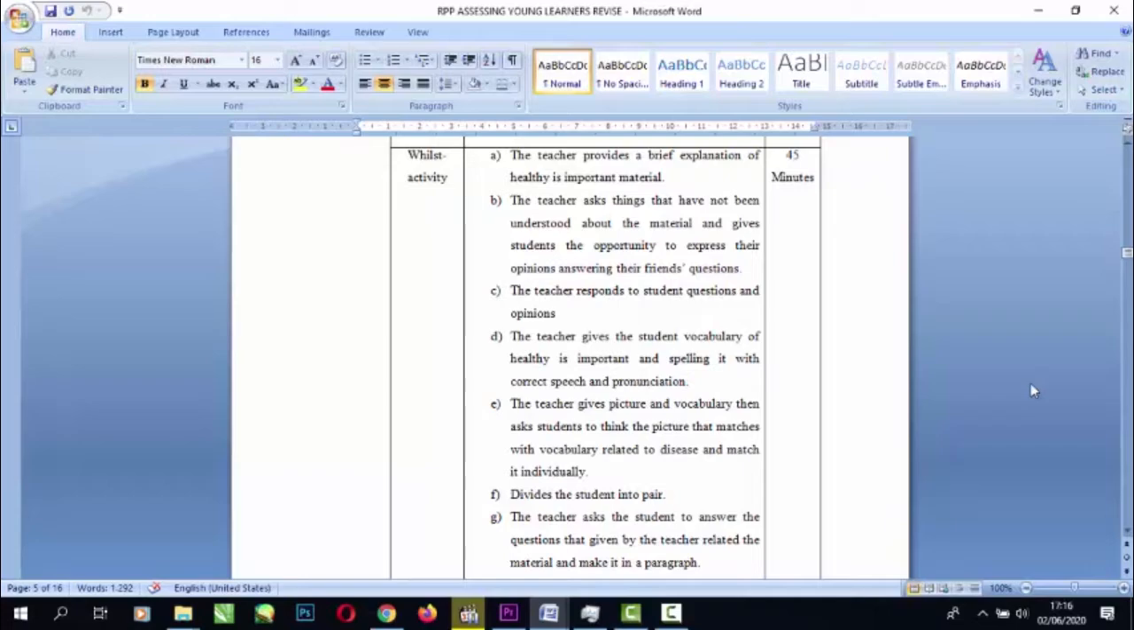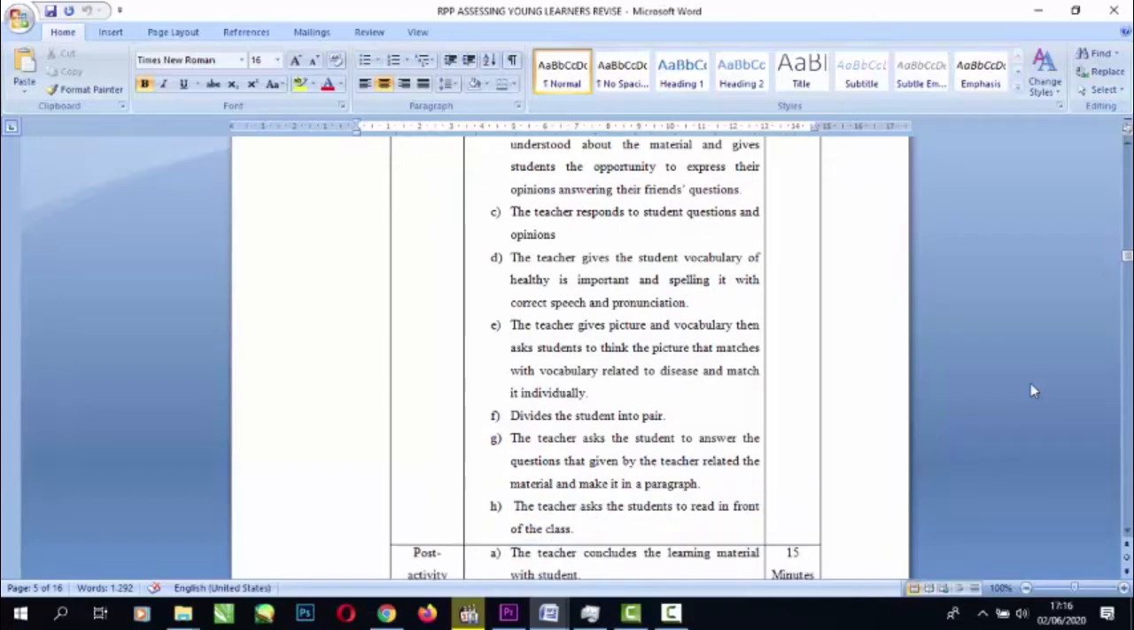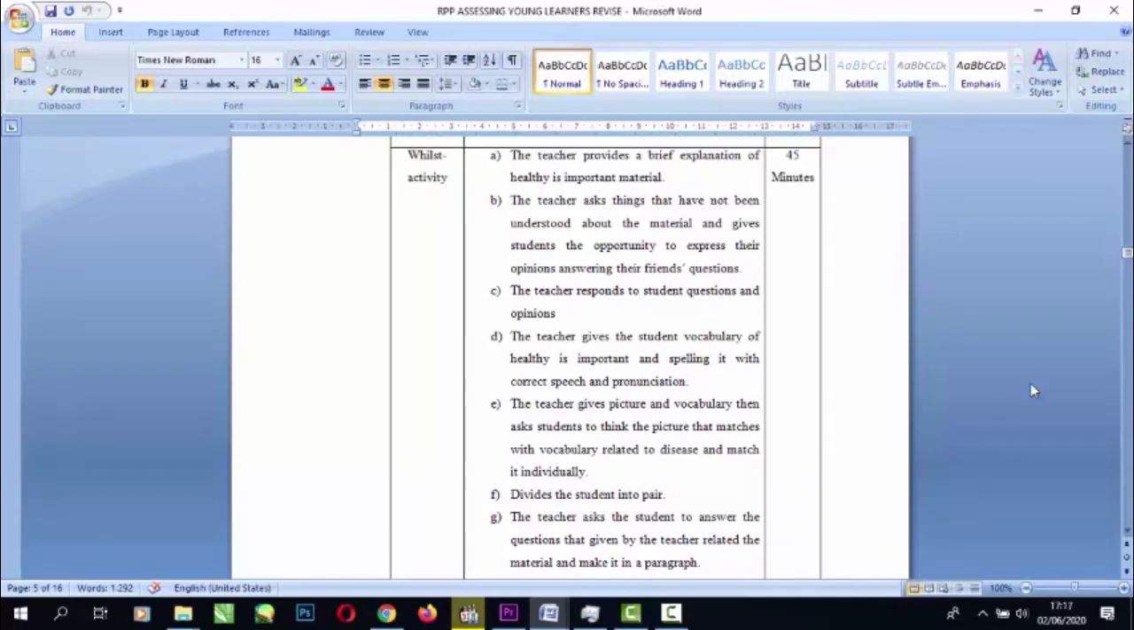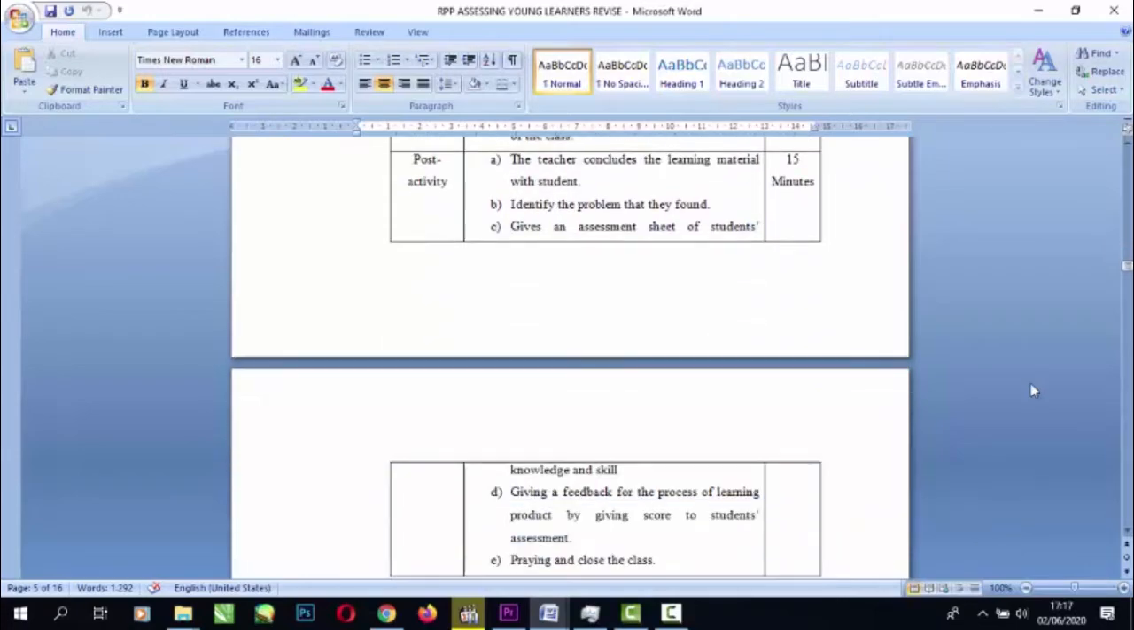The teacher gives picture and vocabulary, then asks students to think of the picture that matches with vocabulary related to disease and match individually, and divides the students into pairs. The teacher asks the students to answer the questions given by the teacher related to the material and make it in a paragraph, and then the teacher asks the students to read in front of the class. In a whilst activity, the time allotment there is 45 minutes.